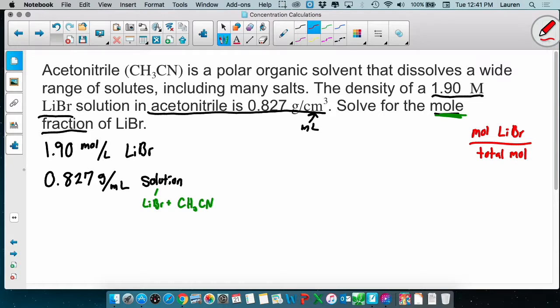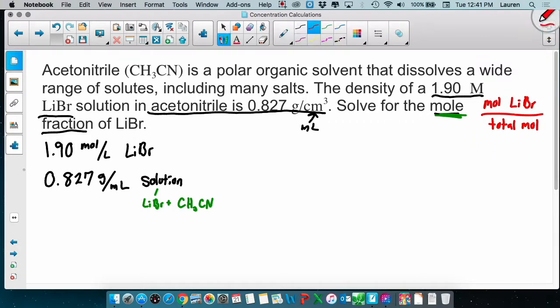Again, in this one, it doesn't tell us how much we have, so we're still going to assume 1 liter. If we assume 1 liter, that means that we have 1.90 moles of LiBr, and we already have half of it checked off. But the total moles is what's going to be more difficult here, because the only information we have about the whole solution is its density. And we know our solution contains both LiBr and CH3CN, so we can't just use a molar mass there because our solution is a mixture.